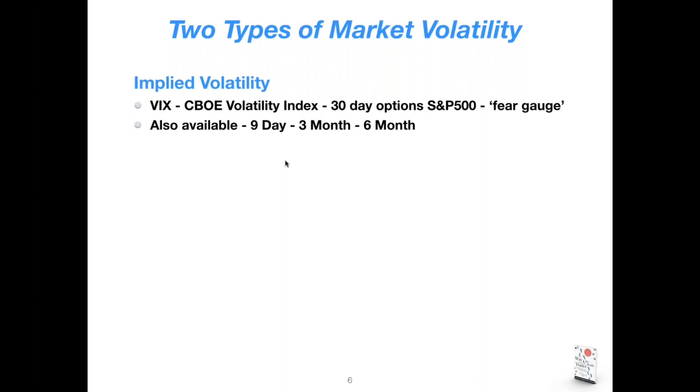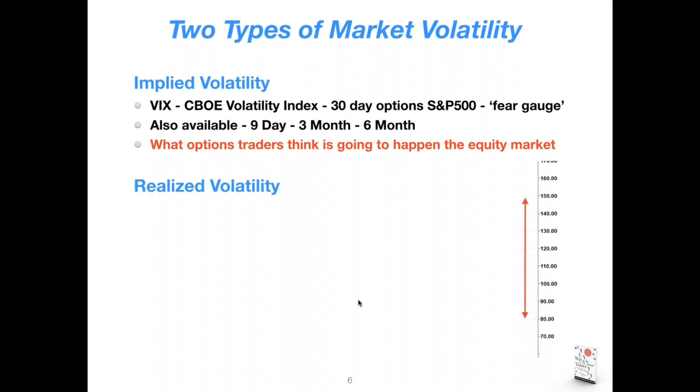There are other volatility indexes, not just the 30-day VIX. You can get a 9-day, 3-month, and a 6-month. And what this implied volatility really means, it's what options traders think is going to happen in the equity market. In other words, it's implied in the price.